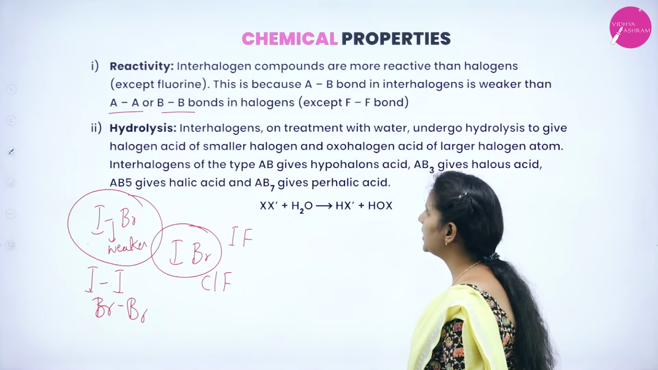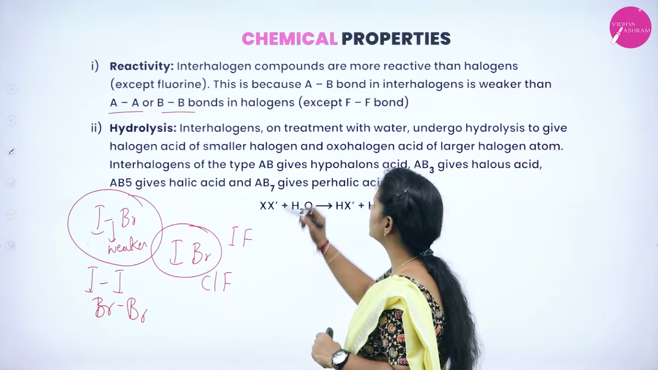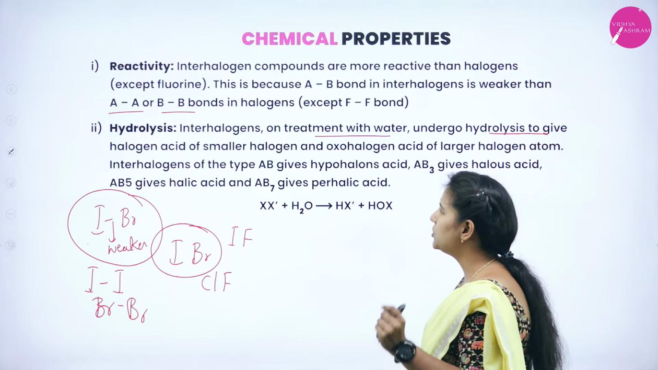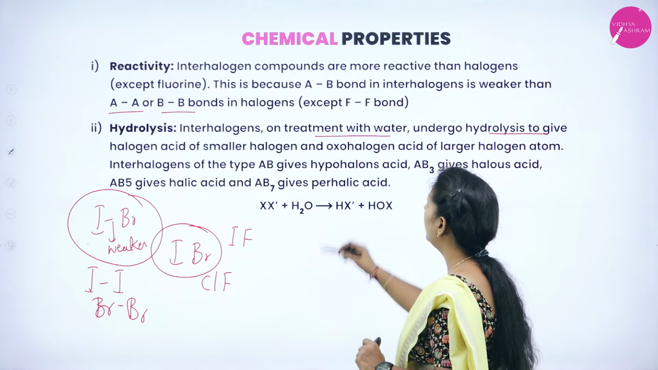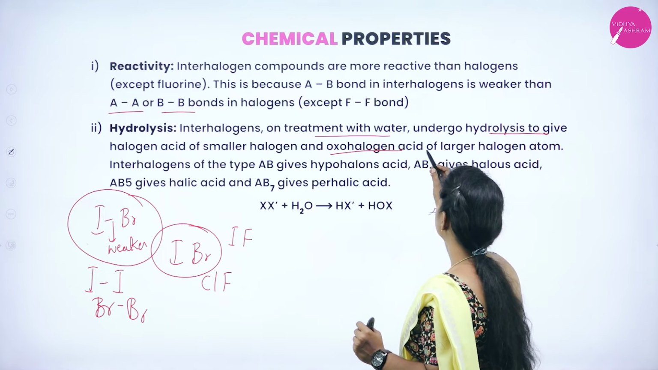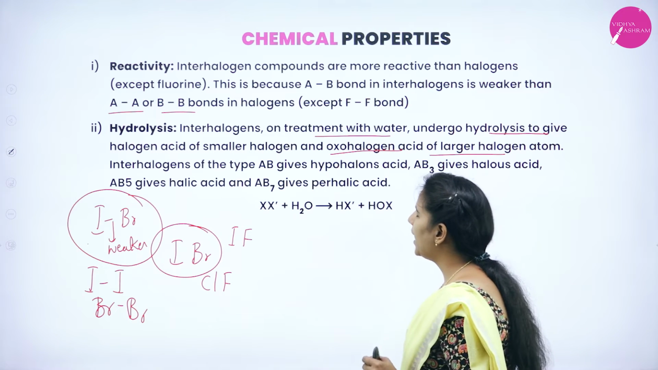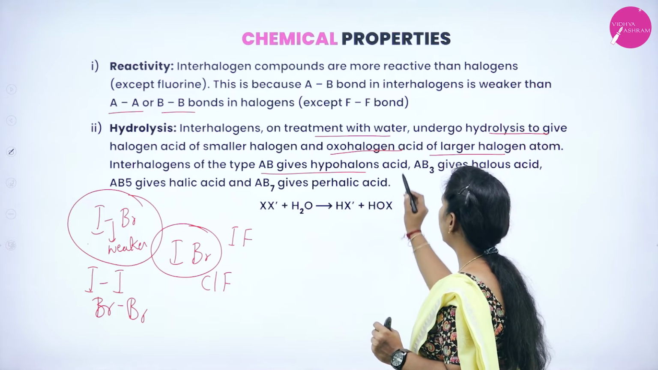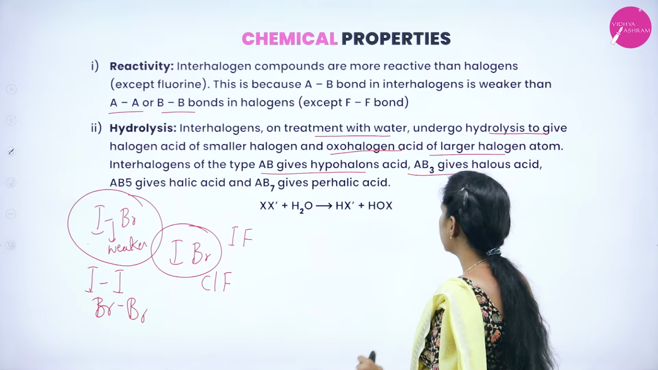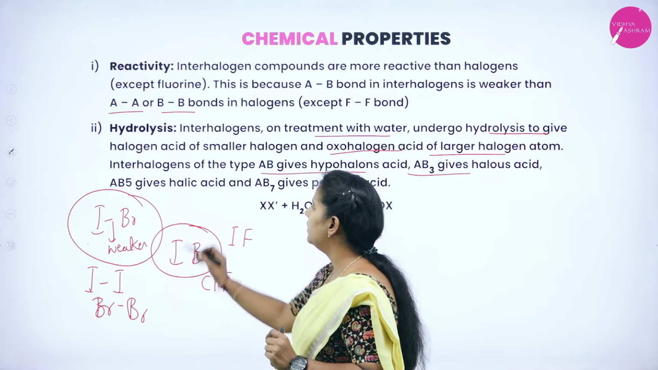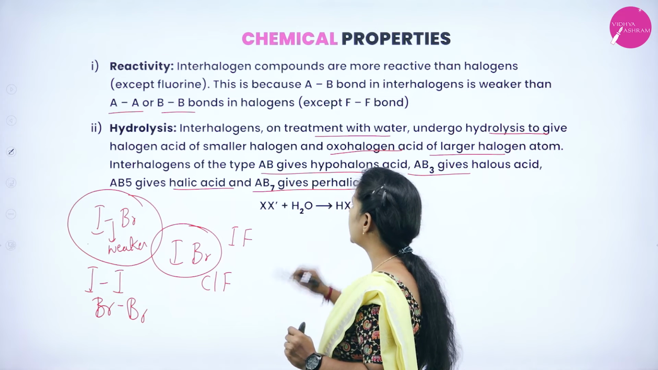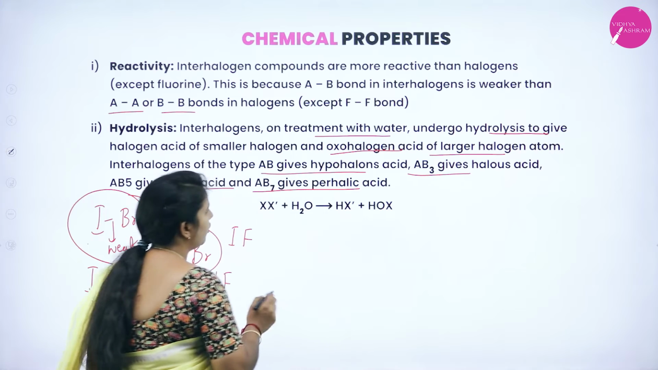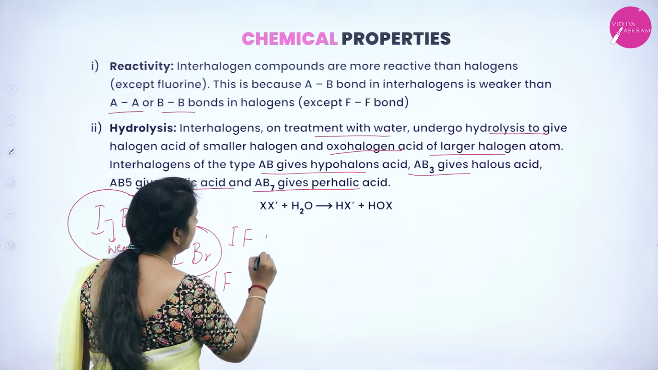Then coming to hydrolysis, the interhalogen upon treatment with water undergoes hydrolysis to give halogen acids of the smaller halogen and oxohalogen acids of the larger halogen atom. The halogen of the type AB gives hypohalous acids, whereas AB3 gives halous acids, AB5 gives halic acids, and AB7 gives perhalic acids.